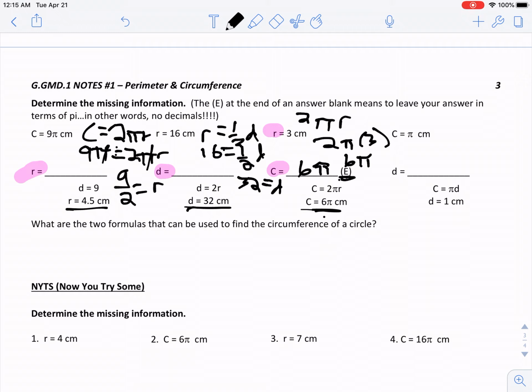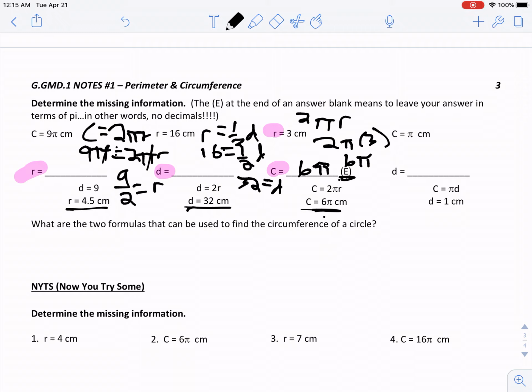If we were to multiply that out and they wanted a decimal answer, we would just take 6 times 3.14 and we would get 18.84. Now, since we rounded pi to 3.14, that answer is not exact. So that would be a rounded answer. So we're just going to leave this one as 6 pi.